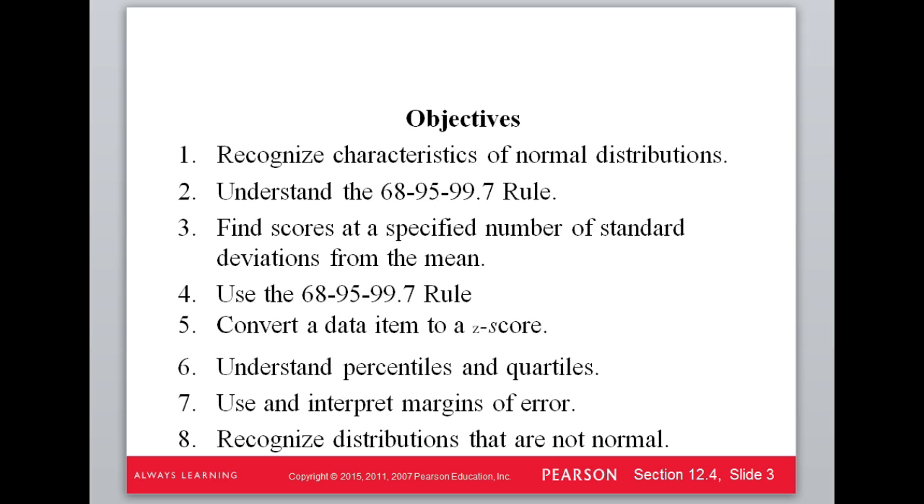In this video we're going to recognize the characteristics of the normal distribution, understand the 68, 95, 99.7 rule, or sometimes called the empirical rule, find scores at a specified number of standard deviations from the mean, use that empirical rule, convert items to a z-score, understand percents and quartiles, interpret margins of error, and recognize distributions that are not normal. Alright, so a big section, a lot of stuff going on here.